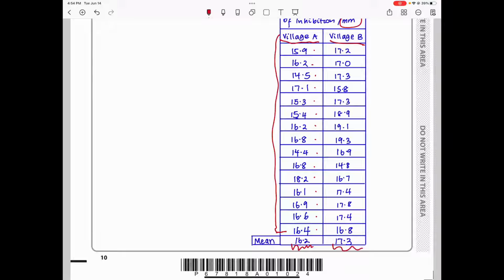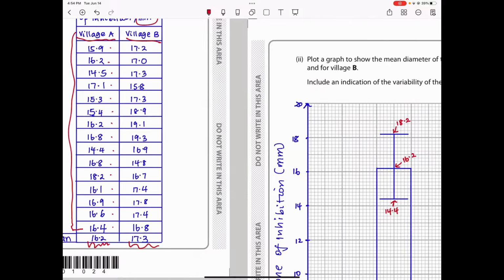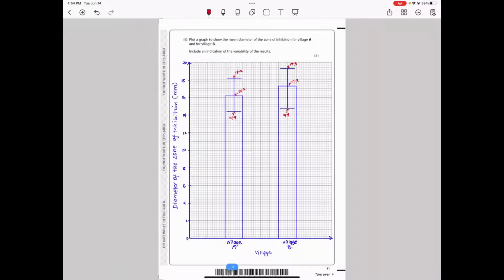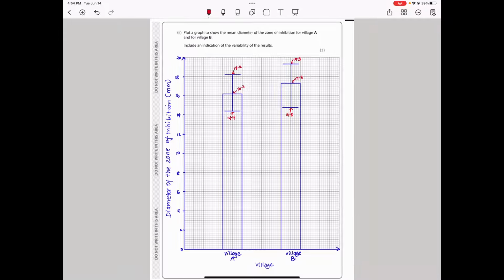As you already know, the next part is about you drawing the graph and representing the data. I'm going to make this small so that you can see my answer properly. They say plot a graph to show the mean diameter of the zone of inhibition for village A and for village B, and include an indication of variability. It means they want you to include the error bars, the variability of the results.